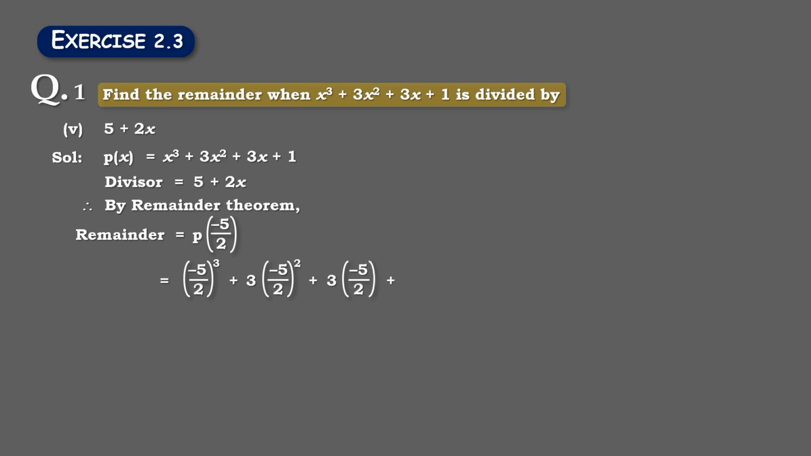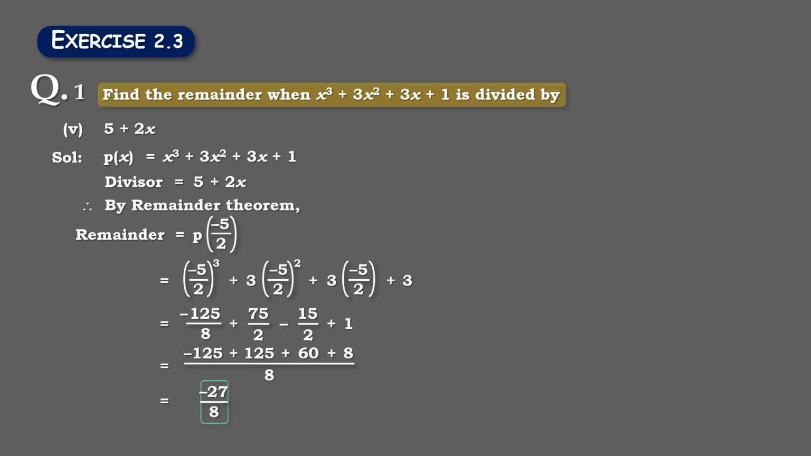On simplifying step by step, we get minus 125 by 8 plus 75 by 4 minus 15 by 2 plus 1. Taking the common denominator and simplifying, the final value comes out to be minus 27 by 8. Therefore, the remainder is minus 27 by 8.